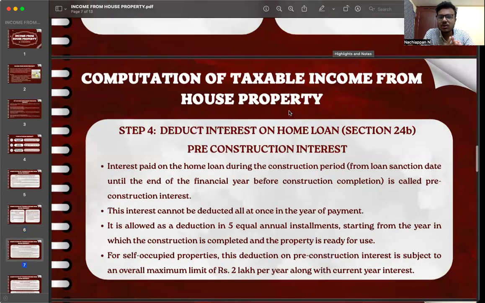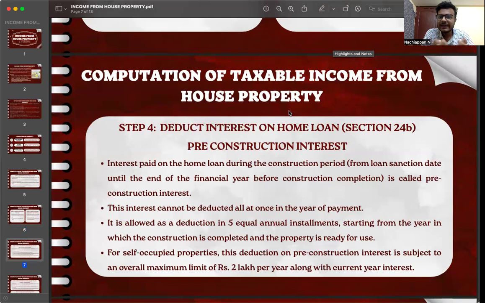Now, step 4 is to compute and deduct the interest on the home loan you have taken. There are two key aspects here: pre-construction interest and current year interest. That is the post-construction interest. Pre-construction interest's time period is from the date of the loan you have taken to the previous financial year of where you have completed the construction.